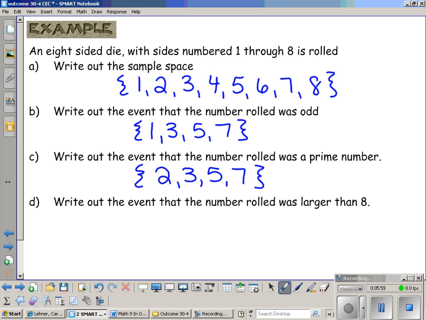Write out the event that the number rolled was larger than 8. Well, if you look at our sample space, there is nothing larger than 8. So we have the empty set.